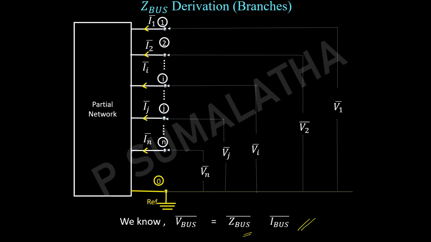If you come to what the matrix size of this V bus is, it is a column matrix of dimension n by 1, and I bus is also a column vector of dimension n by 1, and Z bus is the n by n matrix. Now let us see the matrix representation of these parameters.